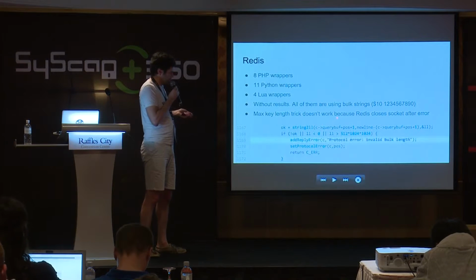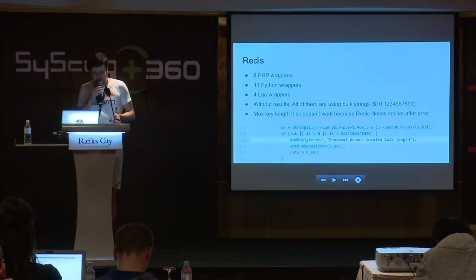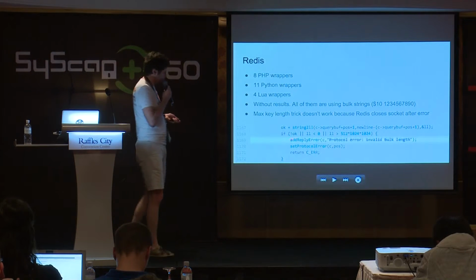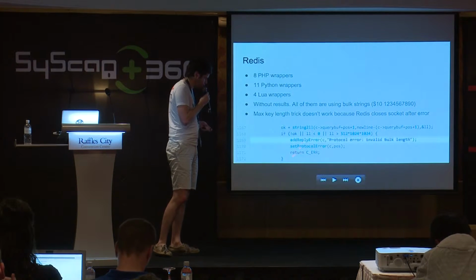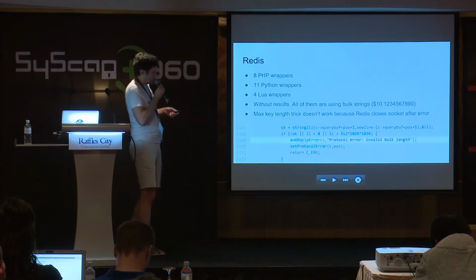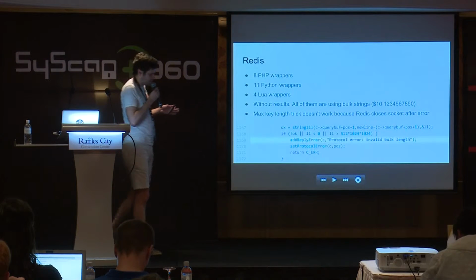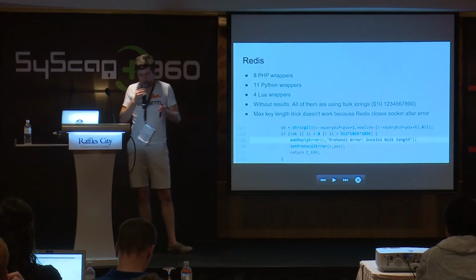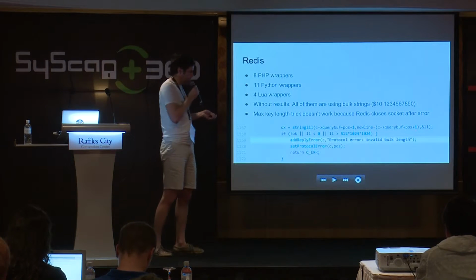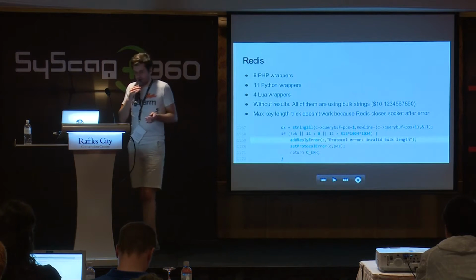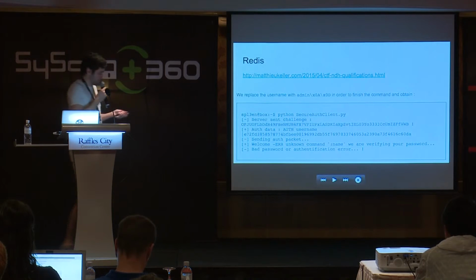doesn't work because Redis closes the socket after an invalid command. On this slide, you can see a part of the Redis source code and the function that returns an error and closes the socket. Of course, you can send an invalid command by sending a key with a length of half a gigabyte. But after that, Redis closes the socket, and there is no way to inject something here.